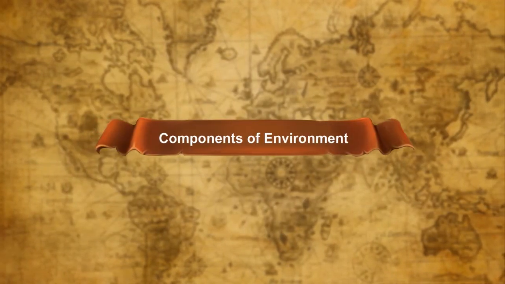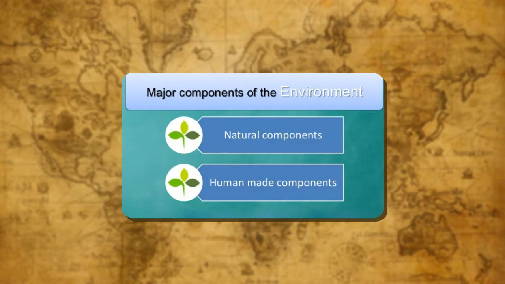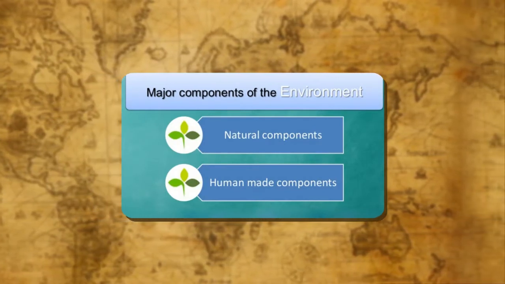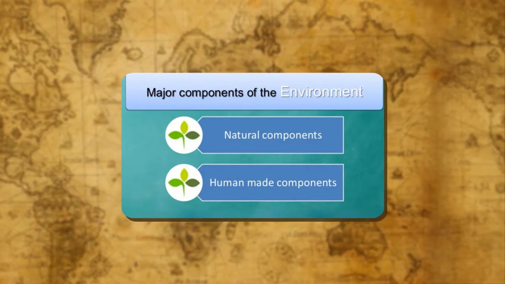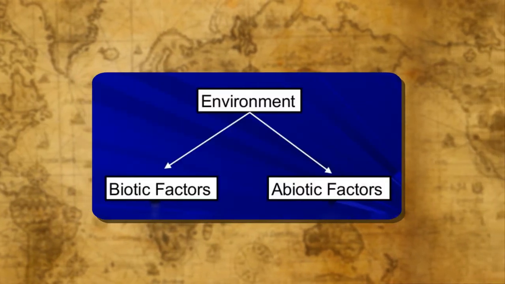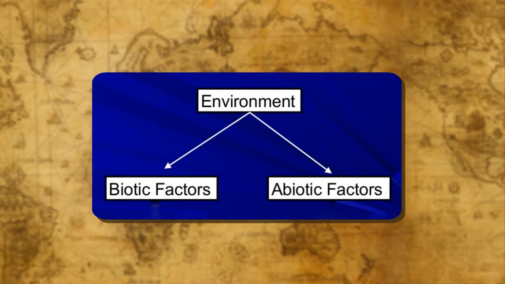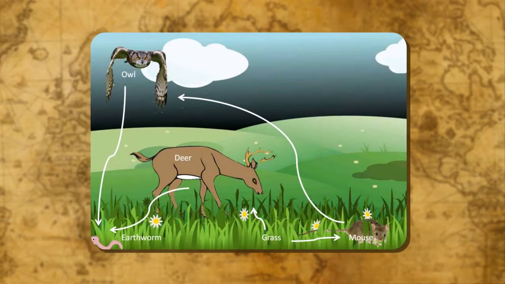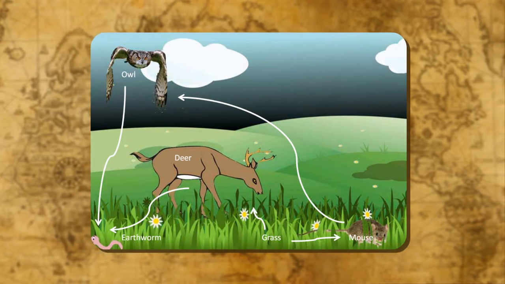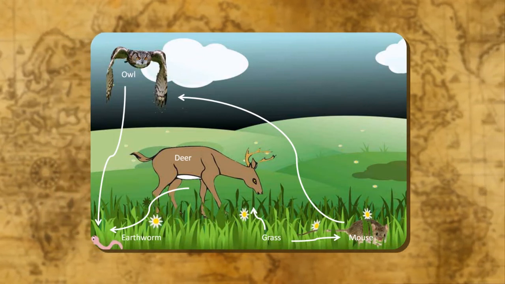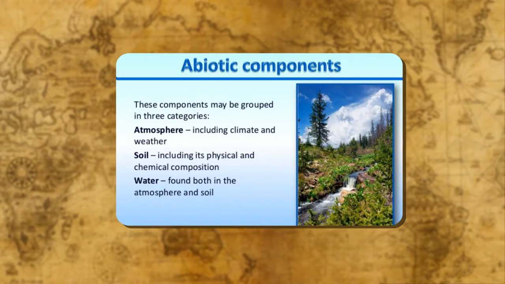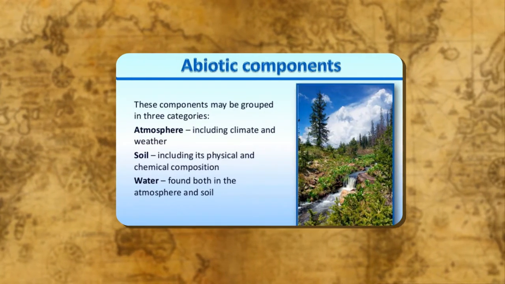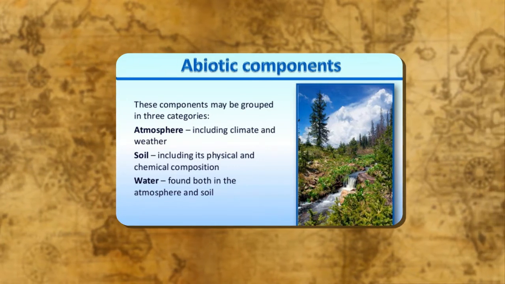Components of environment. Broadly, environment has two components or two categories: natural environment and human environment. Natural environment may again be classified into two categories. Biotic environment refers to the world of living organisms, for example plants and animals. Abiotic environment refers to non-living things, that is land, water, minerals, etc.